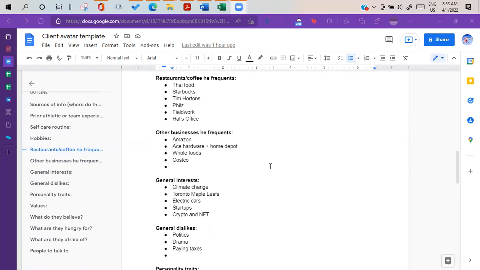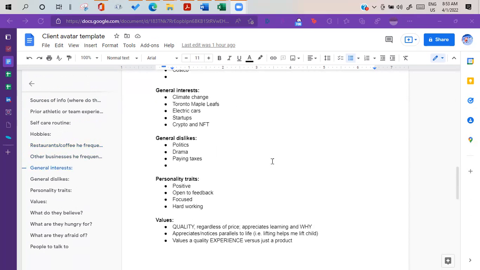Where do they visit? Where do they go? Other businesses: Amazon, Costco, Home Depot. And again, just list some general interests. Do they talk about cars? Do they have 10 cars in their driveway? Leaf stuff? I have a client who has a whole bunch of NFL jerseys in the background. Pick up on these things.